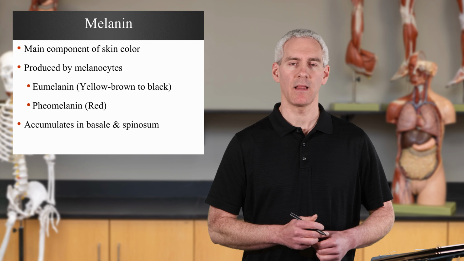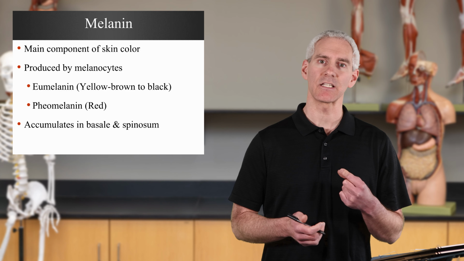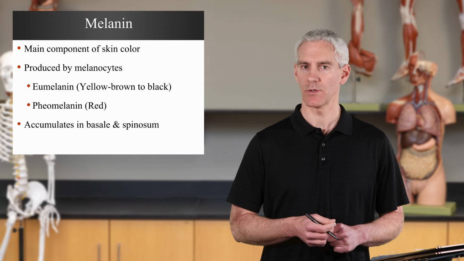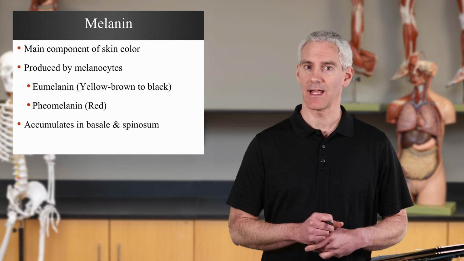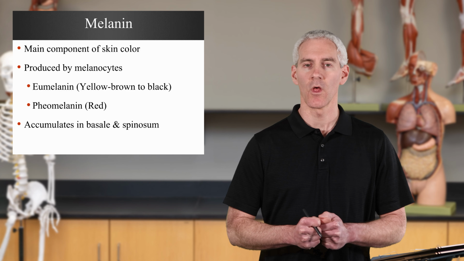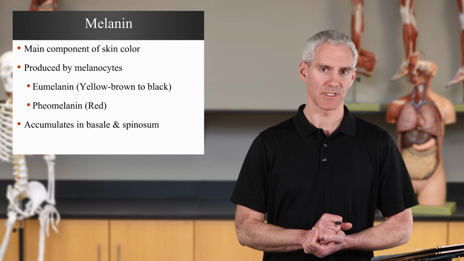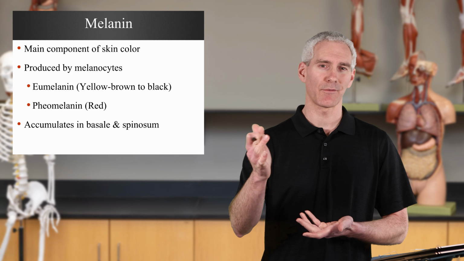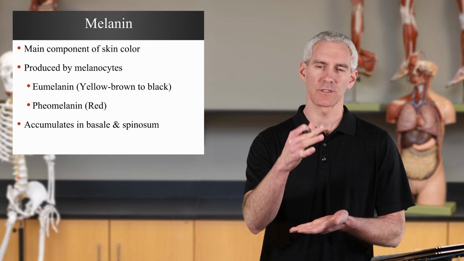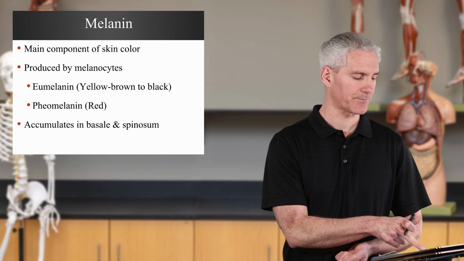And both these melanins are going to accumulate in the stratum basale as well as in the stratum spinosum. Now, they might be produced in the stratum basale and have a lot of accumulation there, but that accumulation moves up into the stratum spinosum. By the time you leave the stratum spinosum, you're not really accumulating up there as much. So it's more of a deeper aspect here that's occurring down in these two layers.